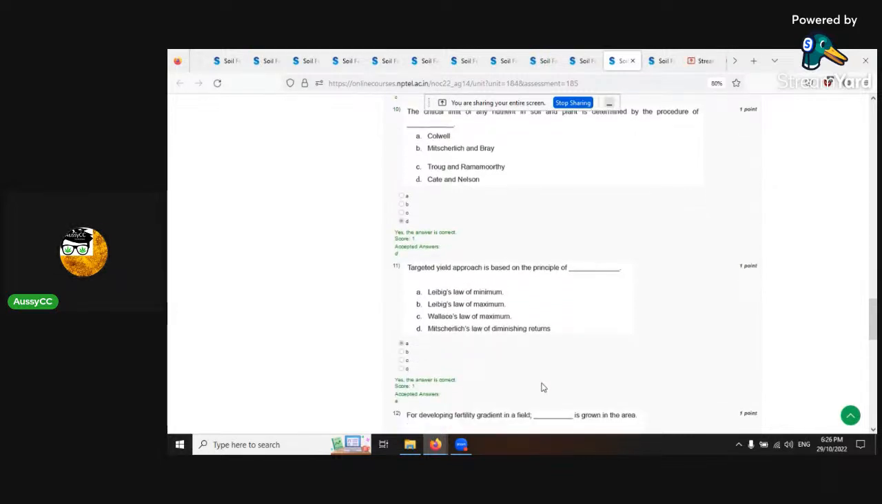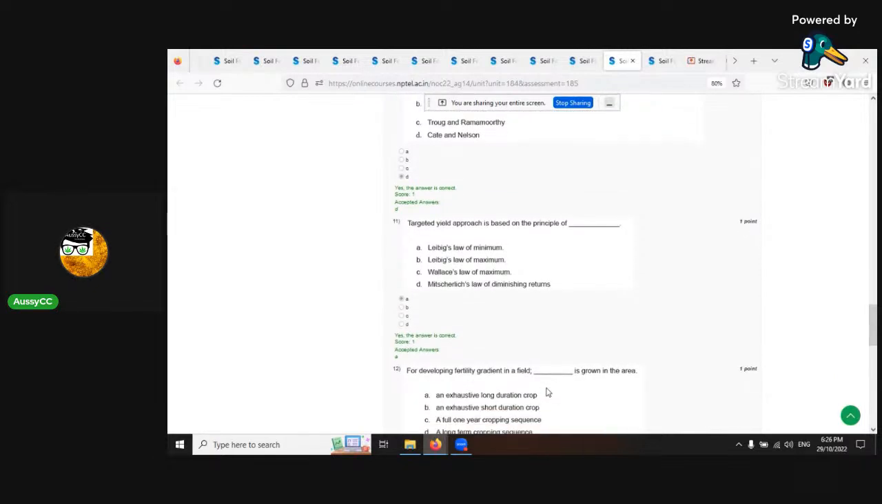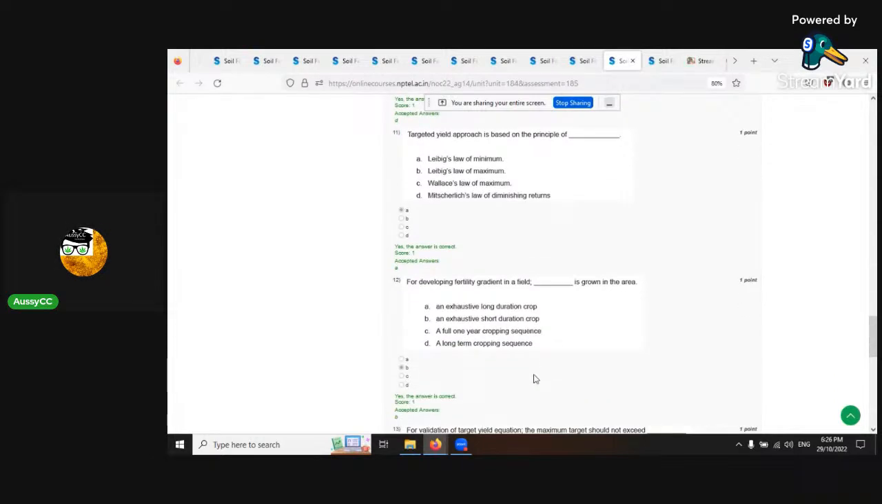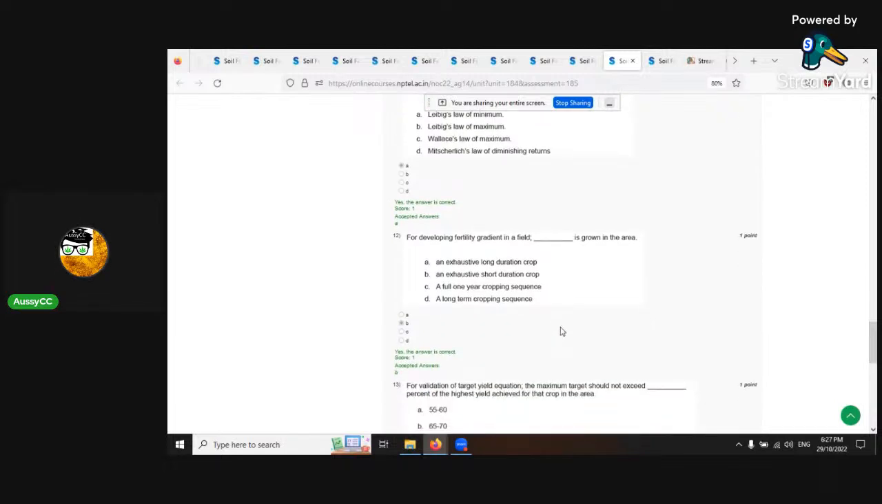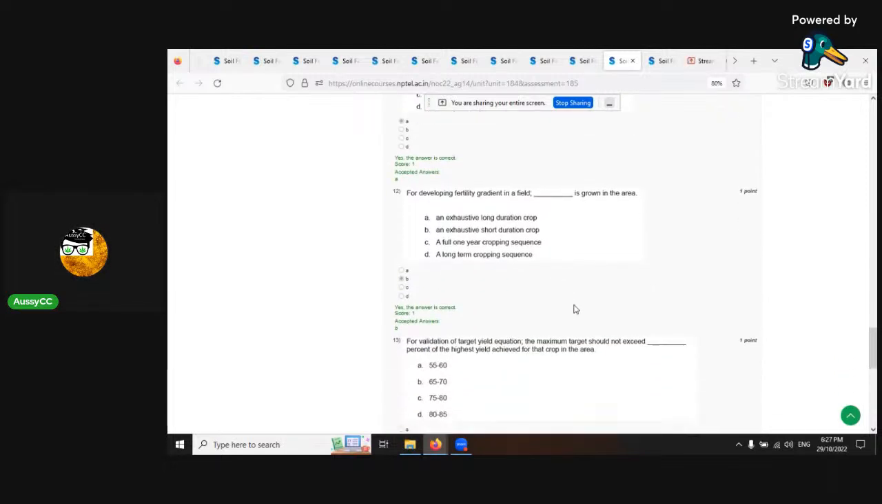Yep. For developing a fertilizer gradient in a field, an intensive cropping area needs to be tested, and you can test to see if it works really well. For the validation of crop target yield equations, the maximum target should not exceed 75 to 80.